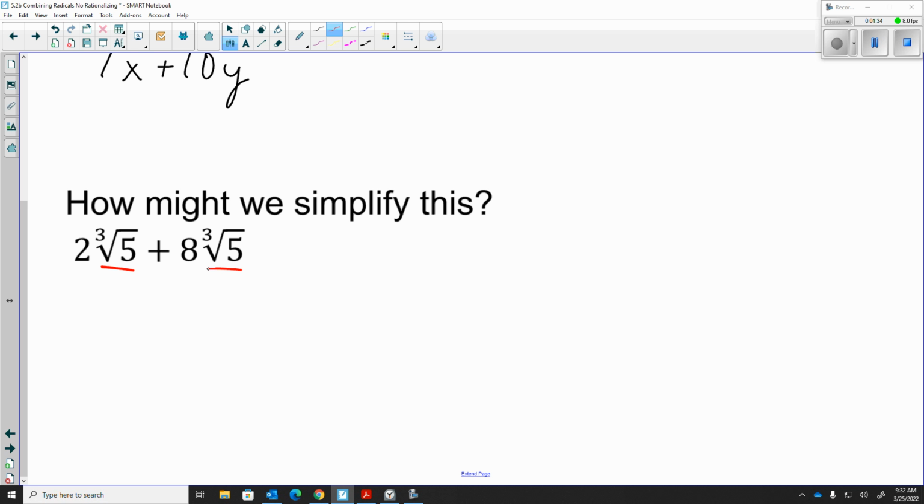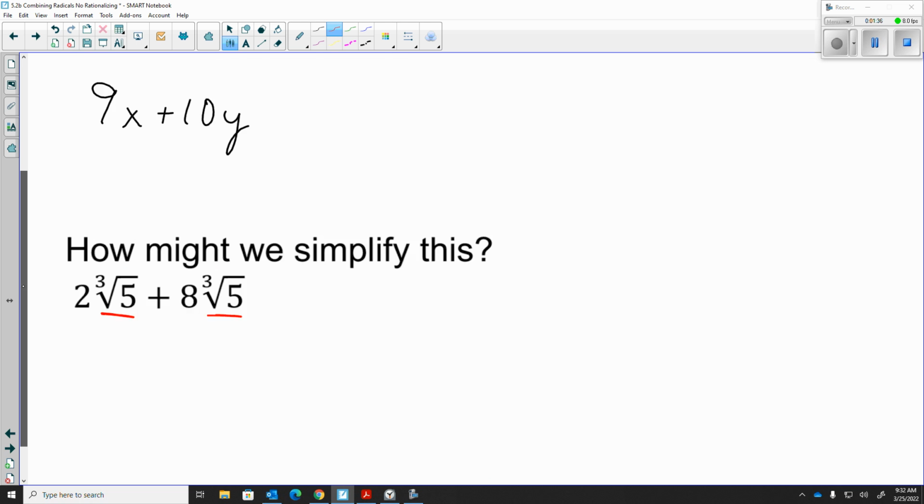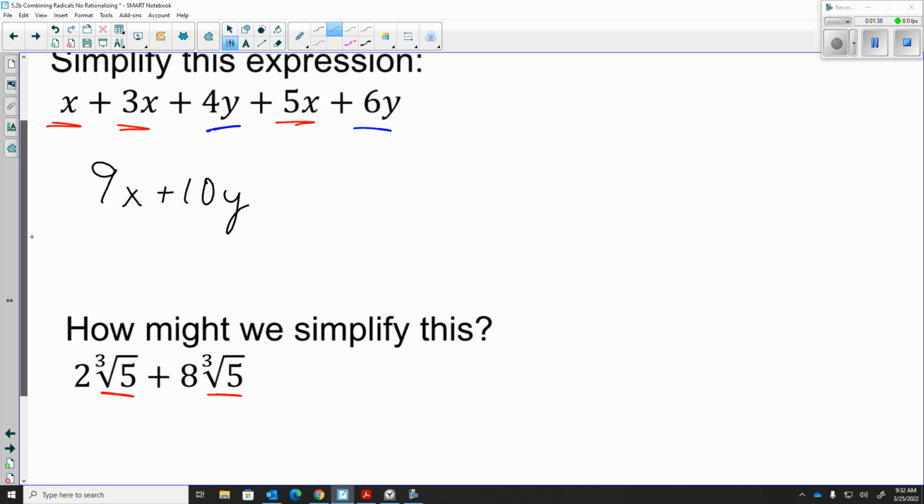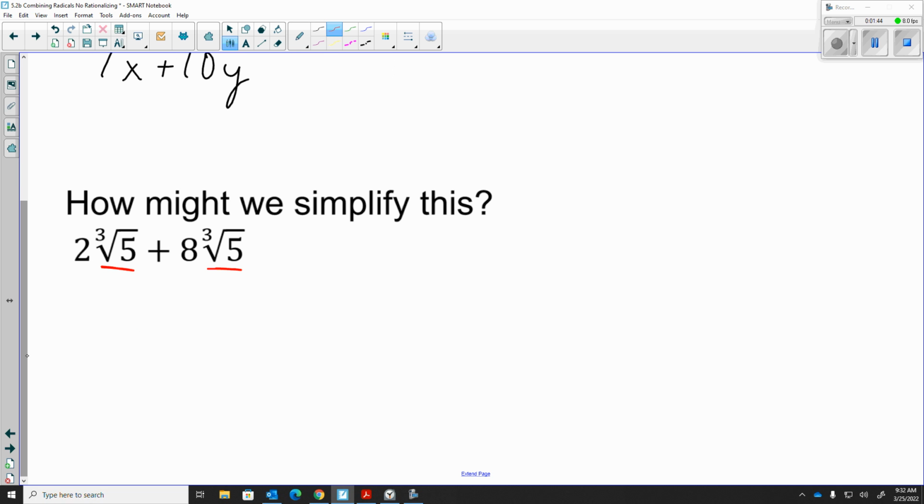Okay? So if you can put 3 and 5x together to get 8x, then what's 2 cube root of 5 plus 8 cube root of 5? It's 10 cube roots of 5. That's it. That's the gist of it. Okay? You're not putting these together to make like cube root of 10. That's not how it works.